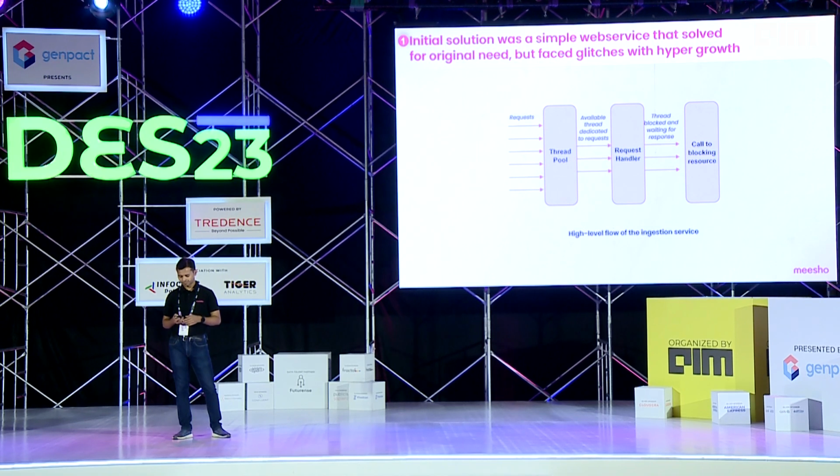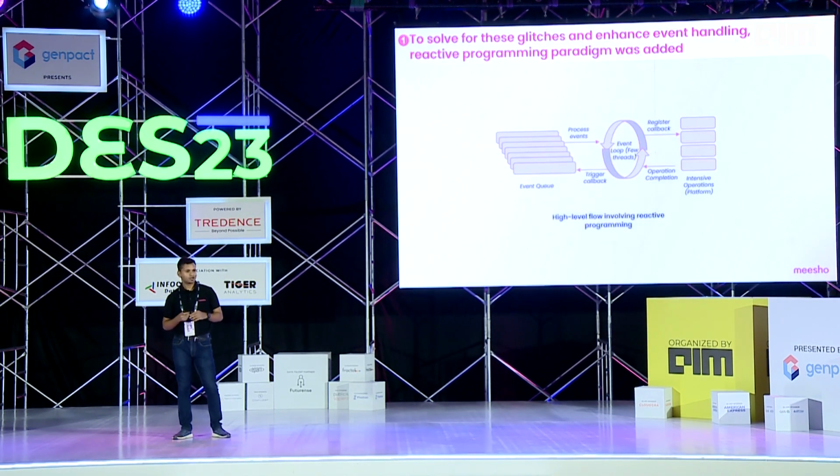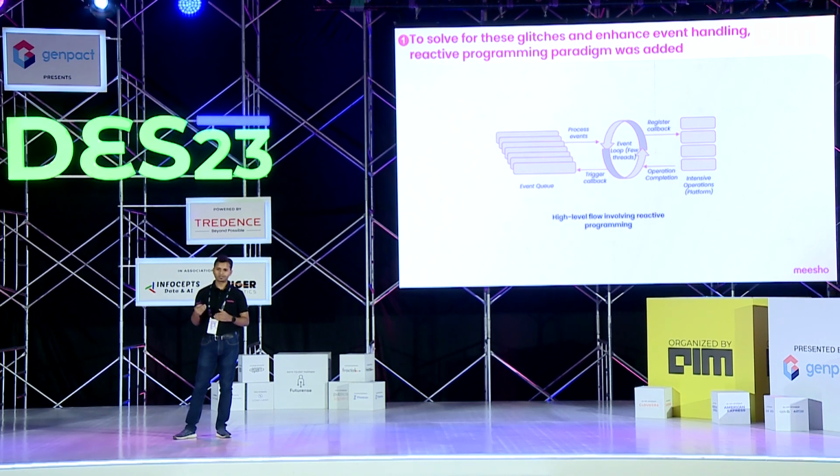Hence, we moved from an imperative programming approach to a reactive programming approach. As a result of this, all the calls that we made in this service were non-blocking in nature. And we were able to scale almost 3 to 4x the load at every instance level. Now we were able to handle almost 1 million requests at every instance level and at reliable latencies. And we could do this in a cost-efficient manner, at almost 50% lower cost.